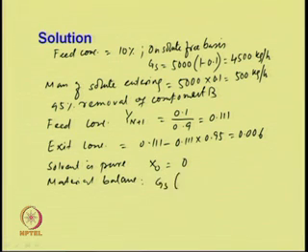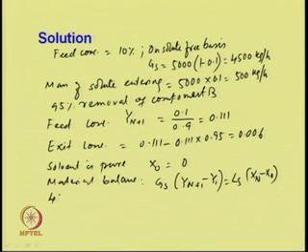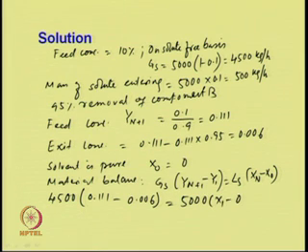Gs times yn plus 1 minus y1 is Ls times xn minus x naught. So, putting the values, 4500 into 0.111 minus 0.006 is equal to 5000 into x1 minus 0. So, we can get x1 as 0.0945. So, x1 is known to us.